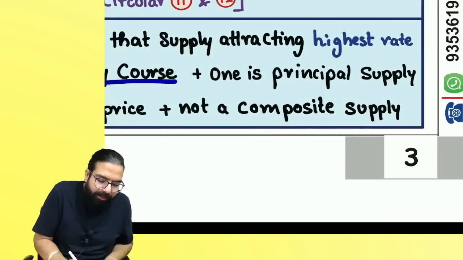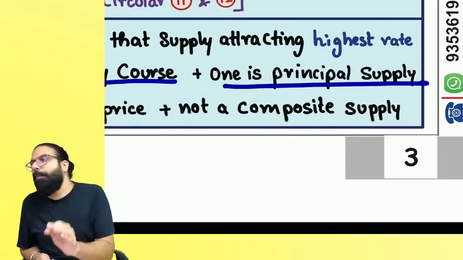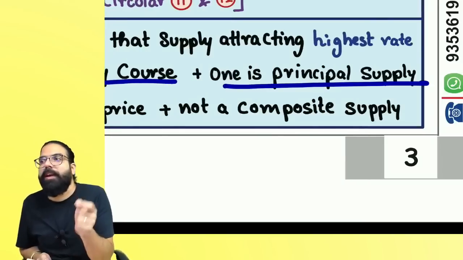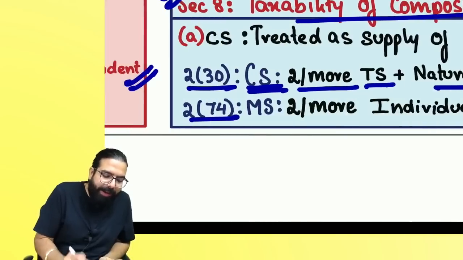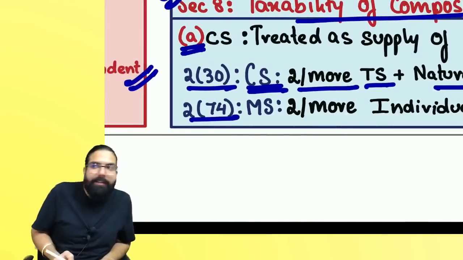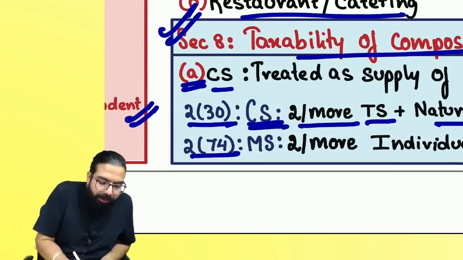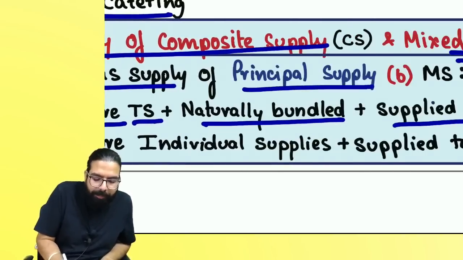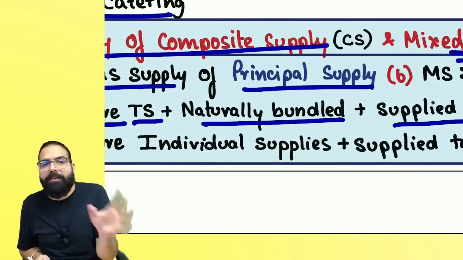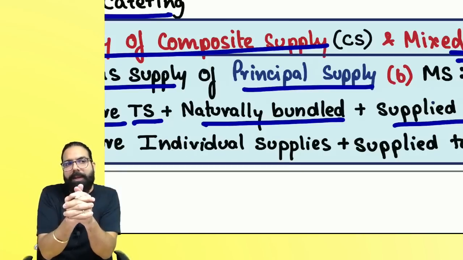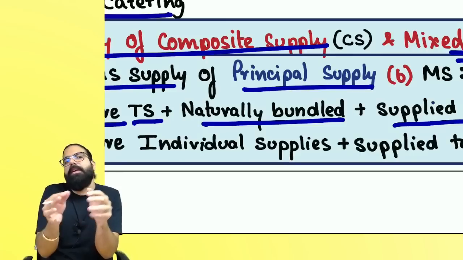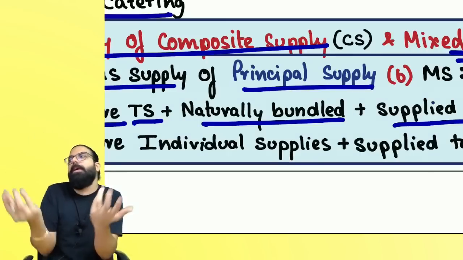And one should be a principal supply. Then we can call it a composite supply. Composite supply ka taxability, section number 8a, says composite supply is always treated as supply of that supply which is the principal supply. Are we clear? Whenever a composite supply is being supplied, it will be treated as the supply of that supply which is the principal supply.